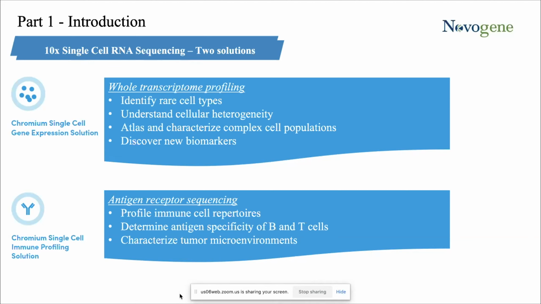The second solution is antigen receptor sequencing in B or T cells. This product is ideal for profiling immune cell repertoires, determining antigen specificity of B and T cells, and characterizing tumor microenvironments.